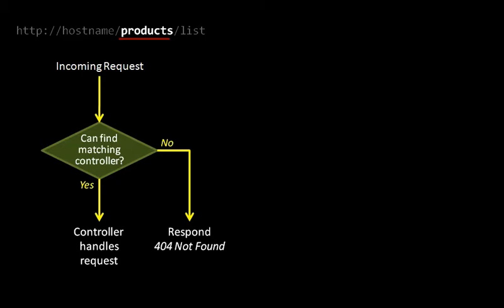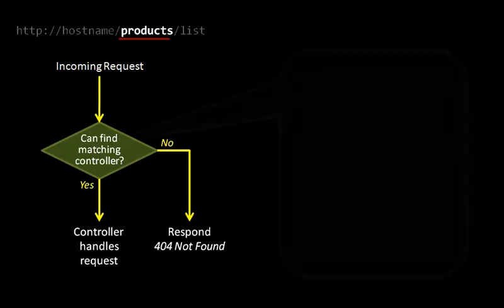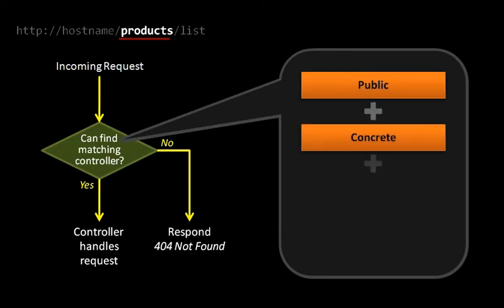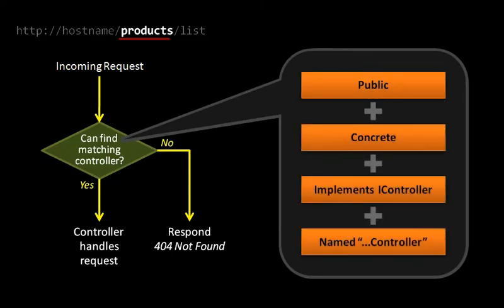But how does the framework find your controller classes? Well, at runtime, it scans your ASP.NET MVC project and all its referenced assemblies for all types that satisfy 4 criteria. 1. They have to be marked as public. 2. They have to be concrete, which means they're not abstract and they're not an interface. 3. They have to implement IController, which we'll come back to in a minute. And 4. Their name must end with Controller. So in this example, the framework would go looking for a class called ProductsController.